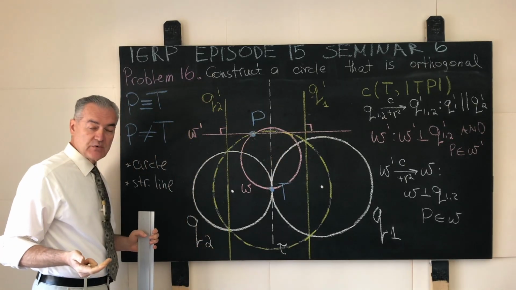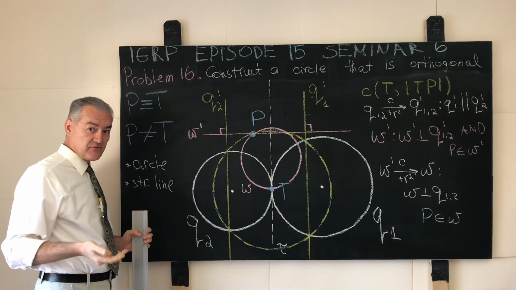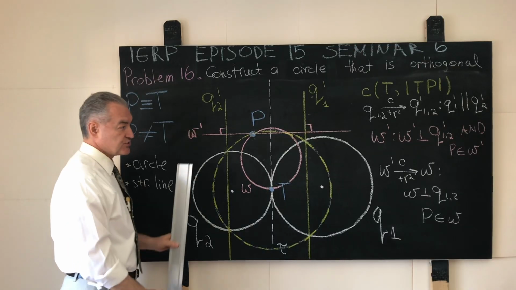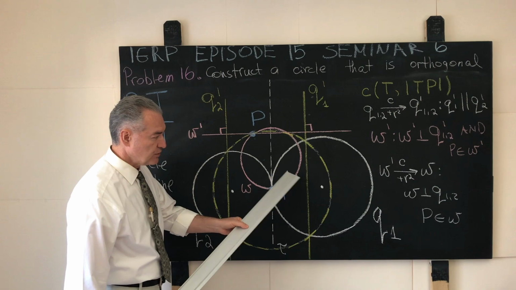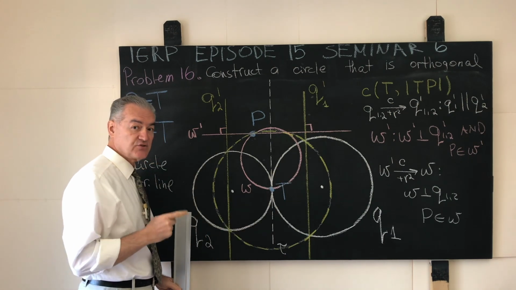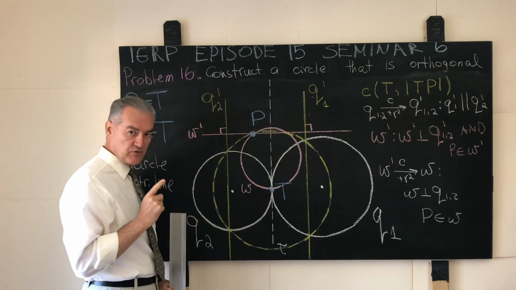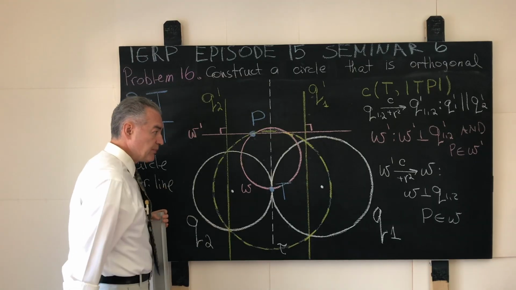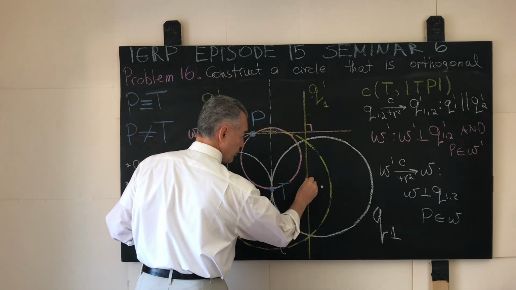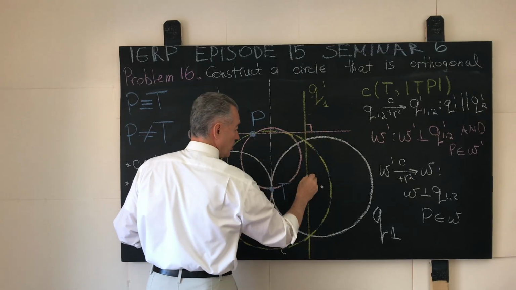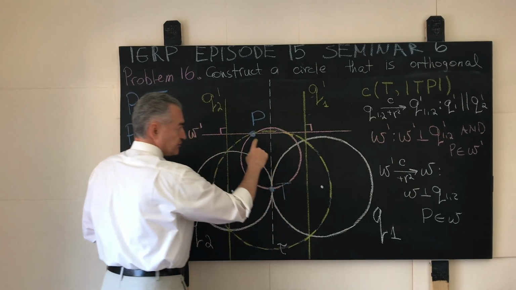Well, in Euclidean geometry, this is absurd. This cannot ever happen. Why is that? Because a straight line is orthogonal to a given circle if and only if that straight line passes through the center of that circle. As such, assume we pick a circle that is centered on the straight line Q prime 1. That circle passes through the point P.